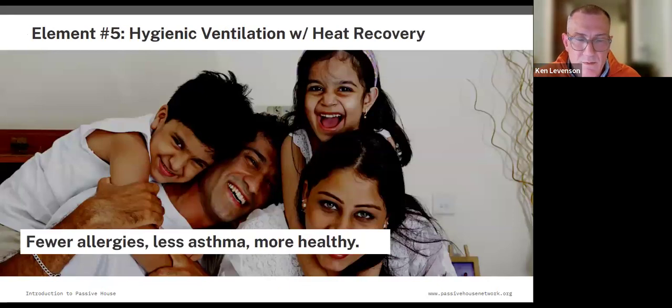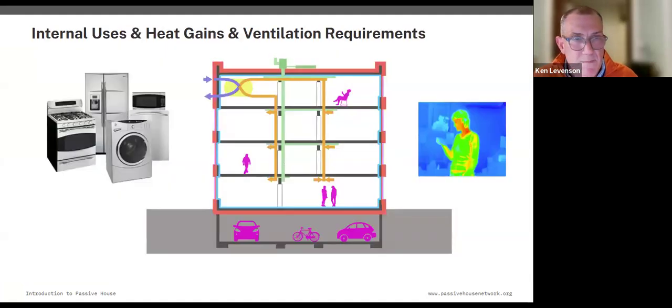So really, one of these aspects with the thermal quality, calmness of the building, having that clean, fresh air just makes it so much more healthy. So internal heat gains are super important as well. The internal uses, the heat gains, and the ventilation requirements are put into the calculation and are part of that energy balance that's going to allow us to size the equipment properly.